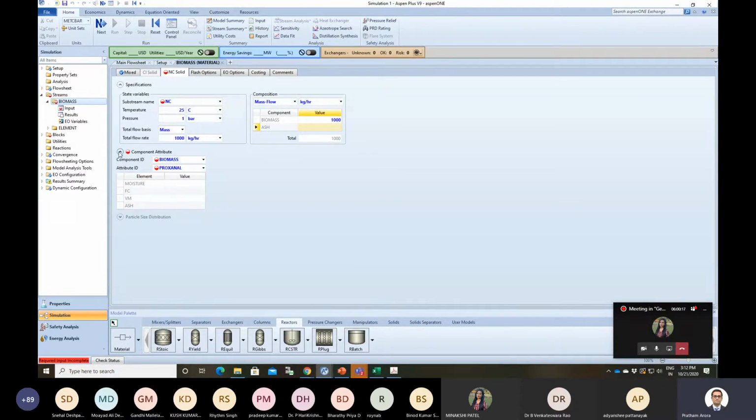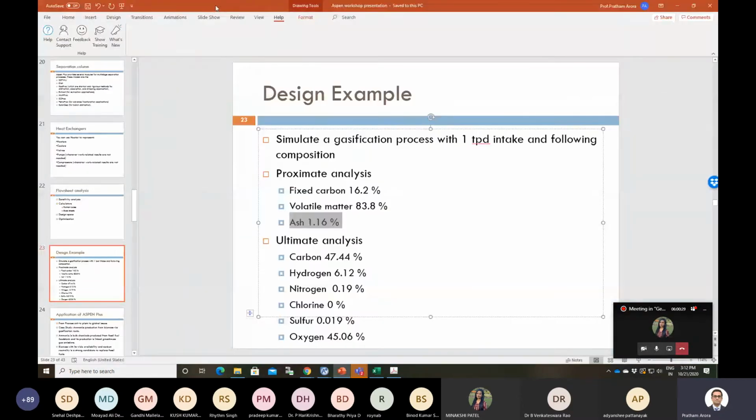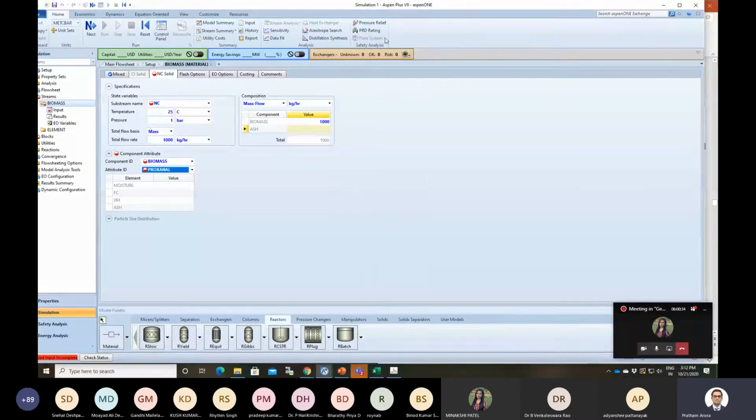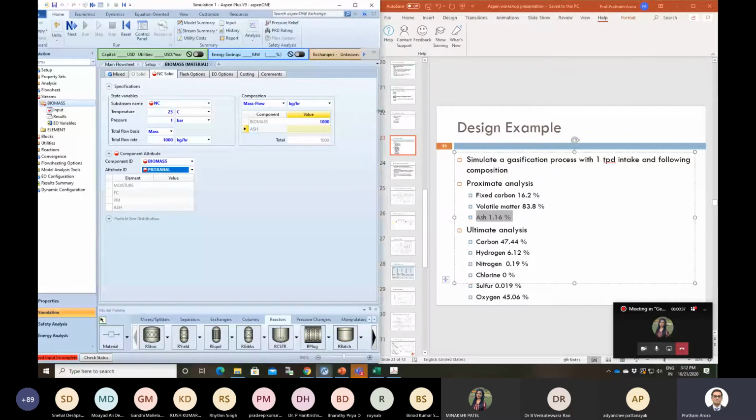The next thing would be to describe what the biomass is like. So here we have three properties: proxanal, ultanal, and sulfanal. So by proxanal, I mean proximate analysis. So this is where our values would come into play. So I need to give in this proximate analysis of biomass. For the time being, let's assume all the moisture has been evaporated. So I will put in 0. And this would be 16.2. This would be 83.8. And ash would be around 1.16.